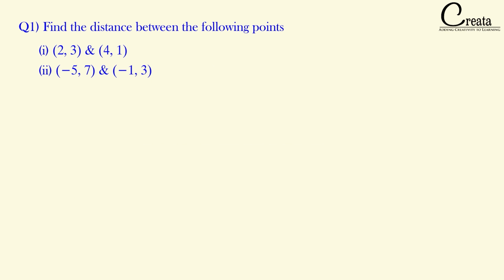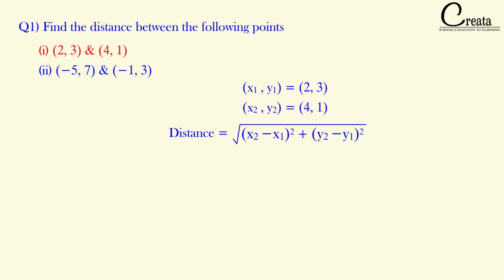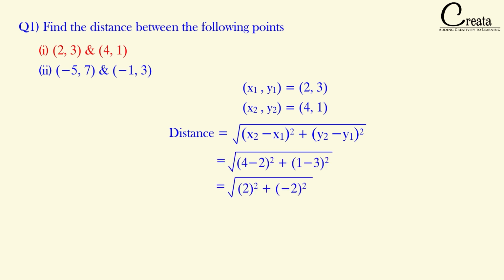Okay, let's see the answer. Our first question is, we have to find the distance between the two coordinates, that is (2, 3) and (4, 1). Here, if we take x1, y1 as (2, 3) and x2, y2 as (4, 1), we can directly apply our distance formula, that is root of (x2 minus x1) whole square plus (y2 minus y1) whole square. Simply we have to just put the value. On putting the value, we got the answer of our first question as 2 root 2. Got it? Hope you have got the same answer.